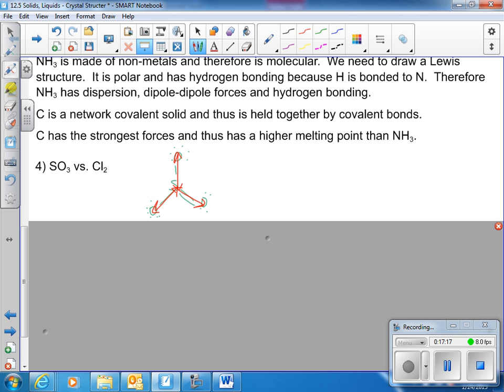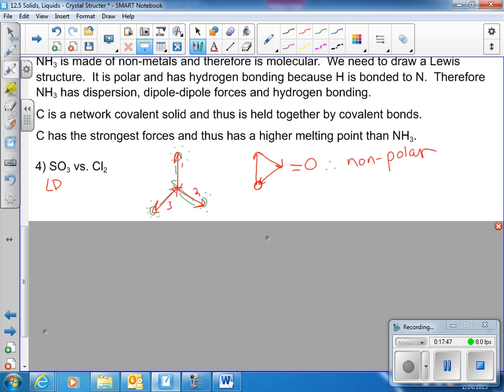And now we need to add our bond dipoles. So there's the up one. That's number 1. I'm going to add 1, then 2, then 3. The second one goes down to the right, and the third one goes down to the left. And I pretty much started and ended at the same place. That equals 0. Therefore, this is nonpolar. SO3, sulfur trioxide, is nonpolar. So sulfur trioxide has only London dispersion forces.